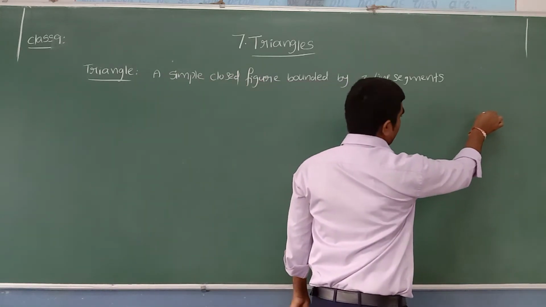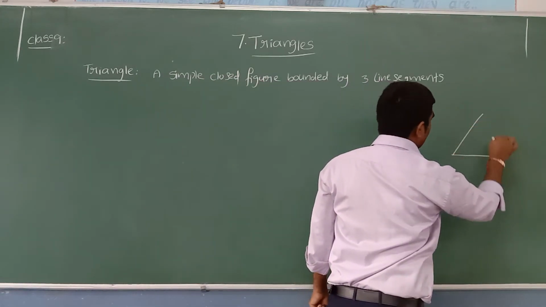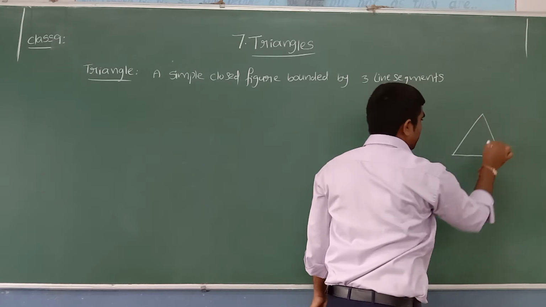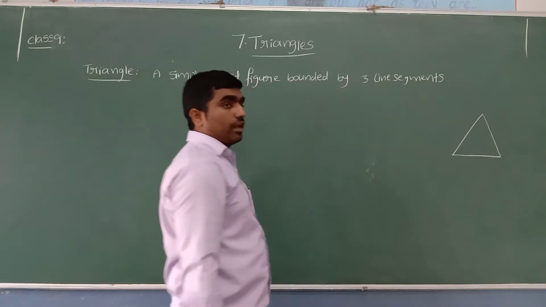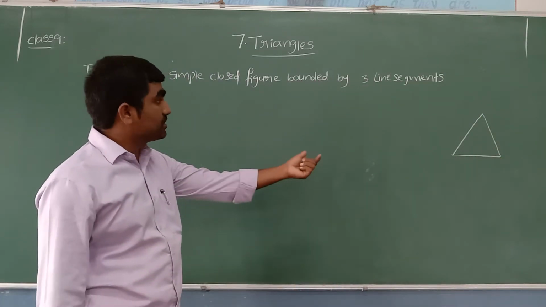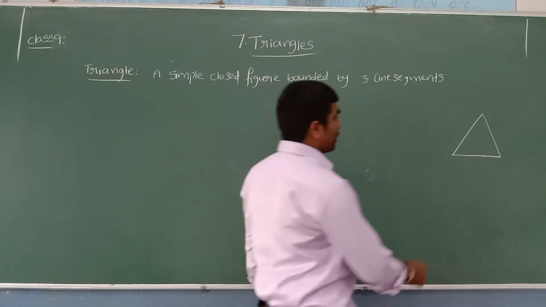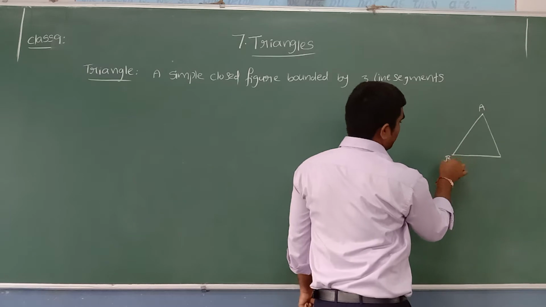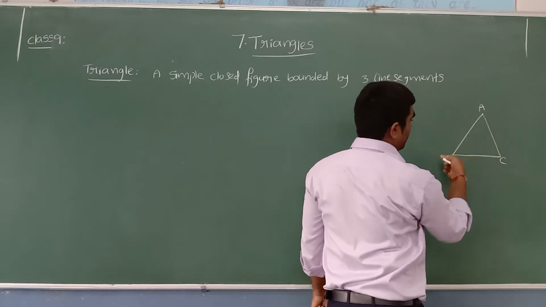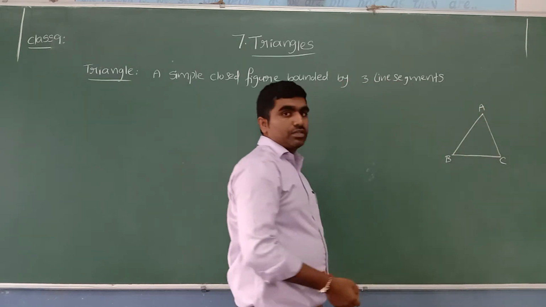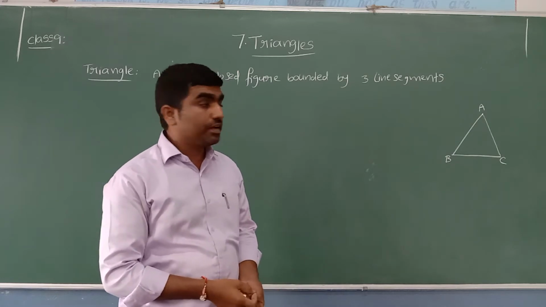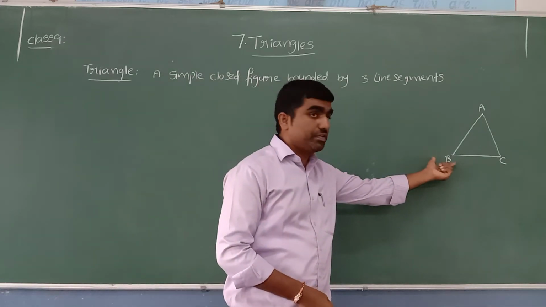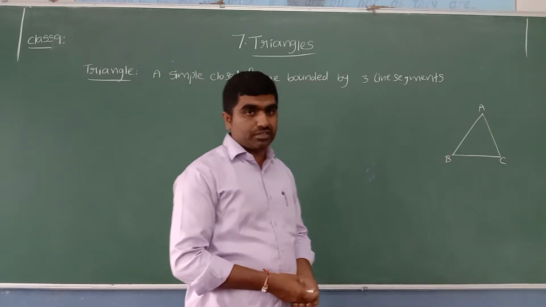Let me draw a triangle here. One line segment, two line segments, three line segments. It is called a triangle, because it is a simple closed figure which is bounded by three sides. Let me name it A, B, C, with sides AB, BC, AC. So this is called a triangle.